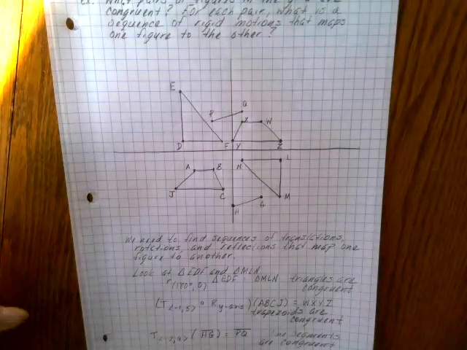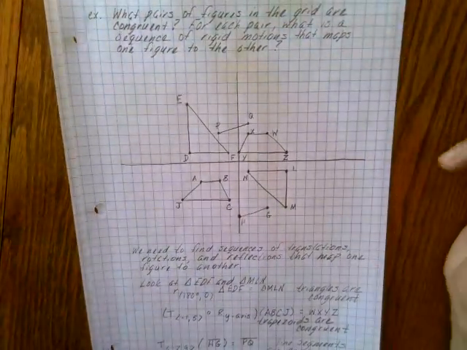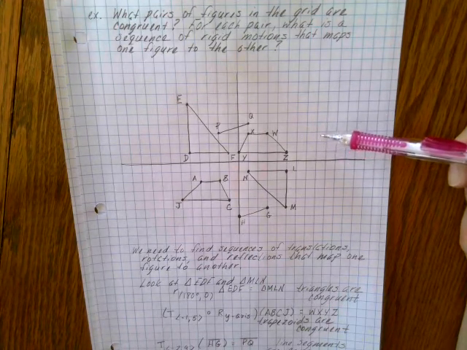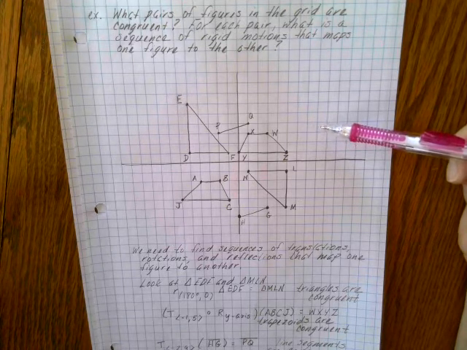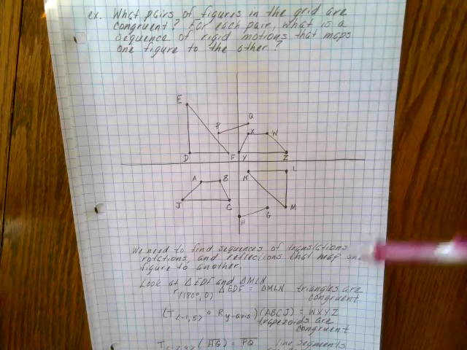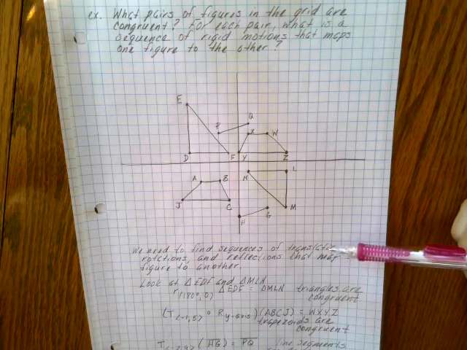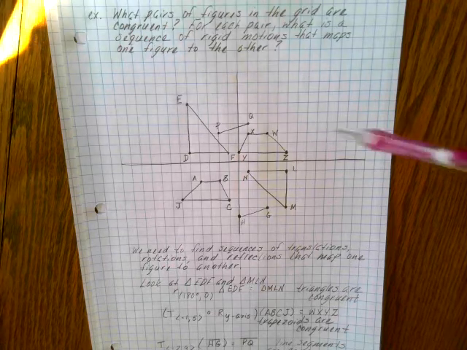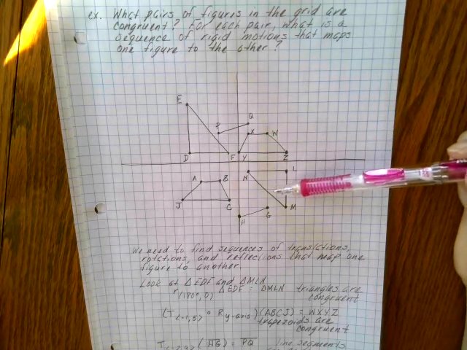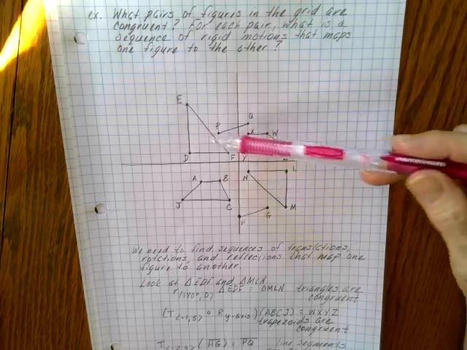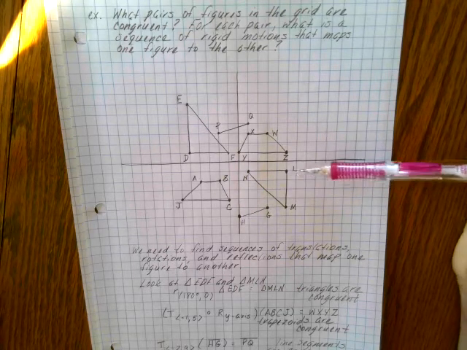What does this mean? Let's look at an example. In this example, it says, what pairs of figures in the grid here are congruent? For each pair, what is the sequence of rigid motions that maps one figure to the other? So this sounds crazy hard, but it's really, really easy. We need to find sequences of translations, rotations, and reflections that are going to take one shape to the next shape. Basically, here's a triangle, here's a triangle. What am I doing, using translations, rotations, and reflections, that will move one of these to the other? That's all we're talking about.